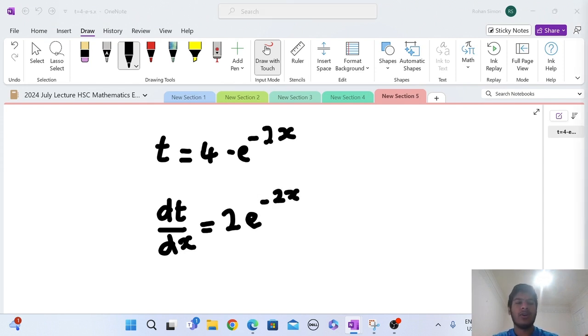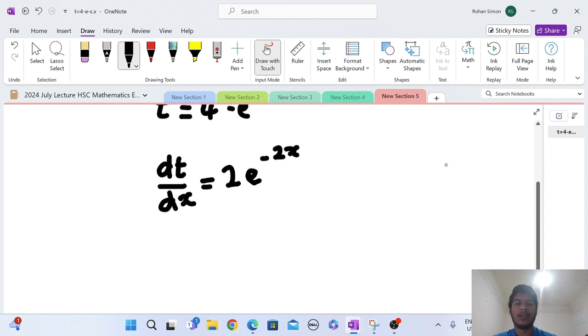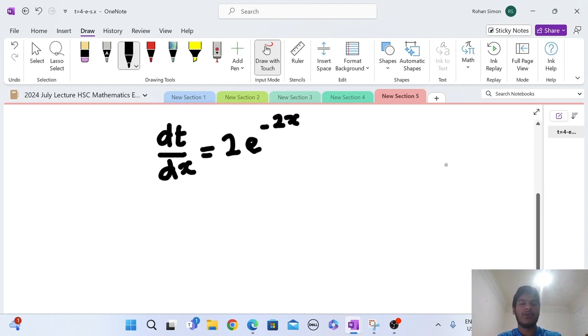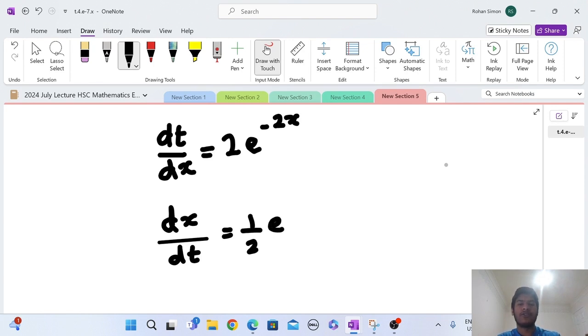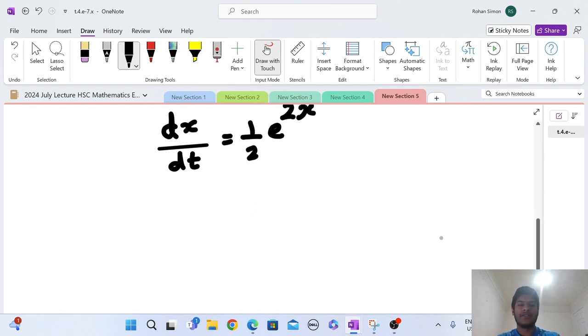From there, we want a velocity expression, which means we have to reciprocate both sides. So we can say dx dt is equal to 1/2 e to the power of 2x, because if we reciprocate a negative 2x, it's going to be to the power of positive 2x. Okay, so that gives us a velocity expression: v equals 1/2 e to the 2x.